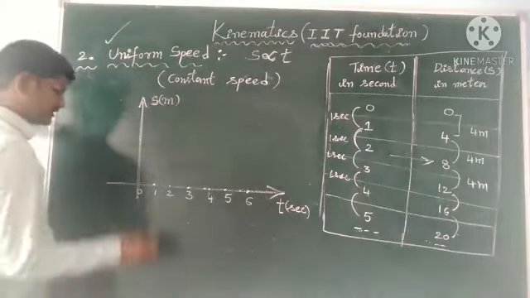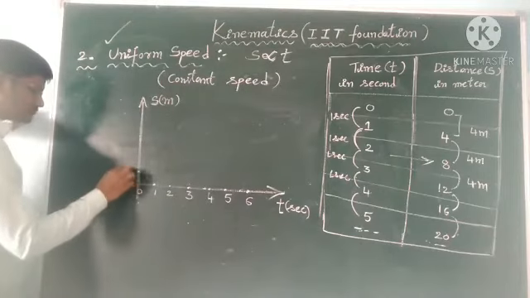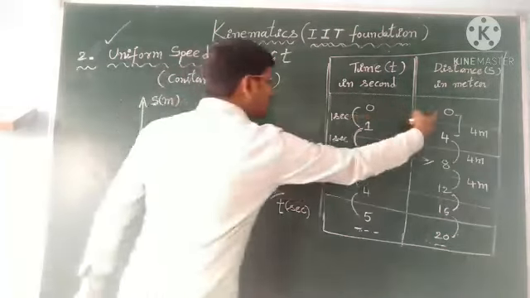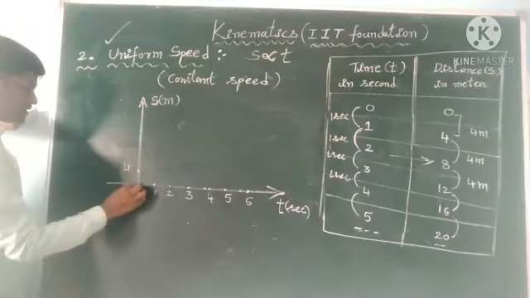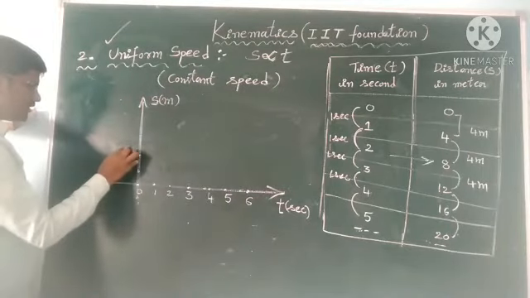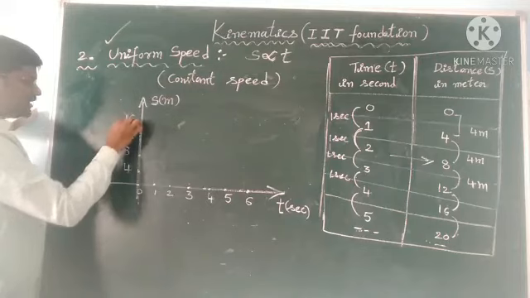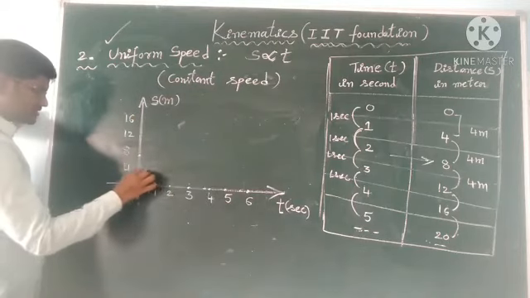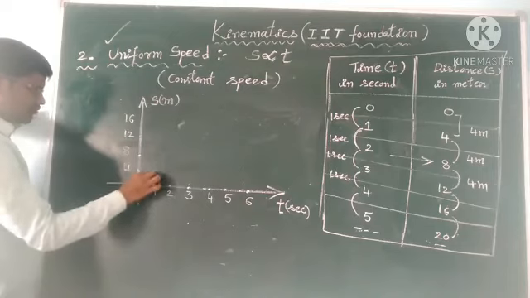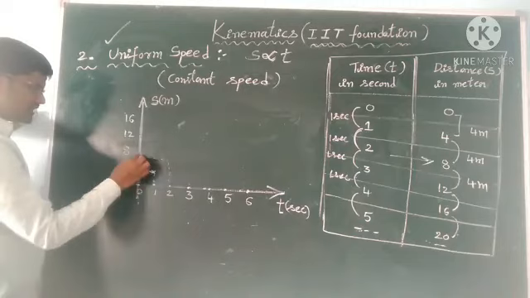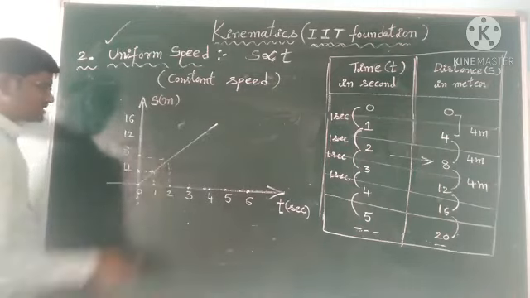6 seconds, and here we consider 4 meters. So 0 seconds, 0, then 4, 8, 12, 16, we can write it. So 1 second 4 meters, 2 seconds 8 meters, the graph will be like this.